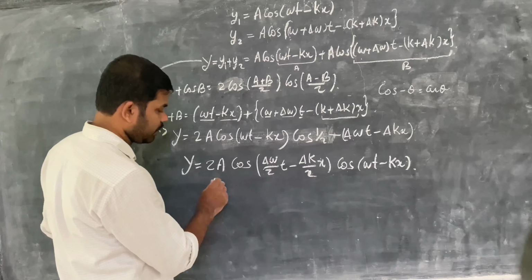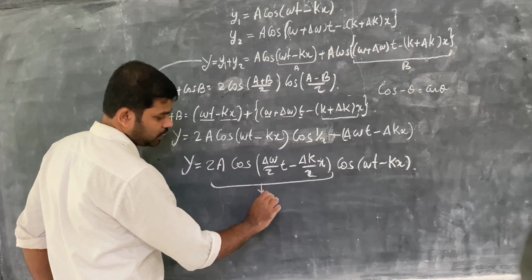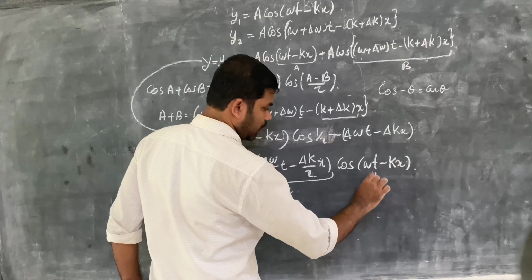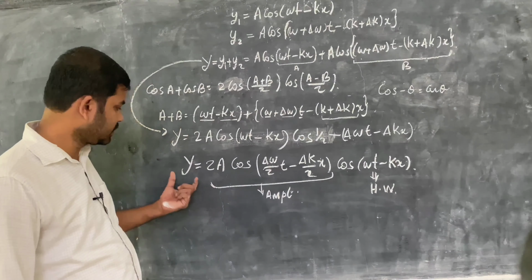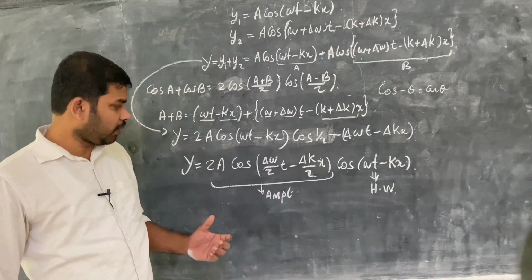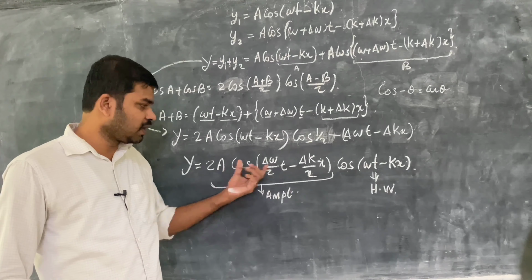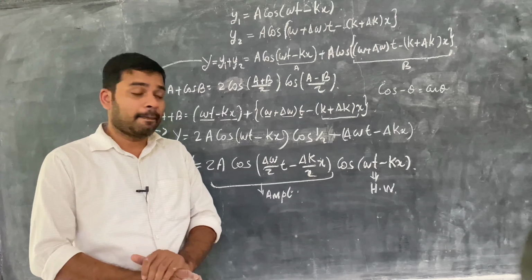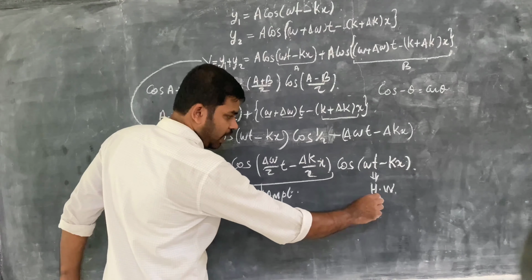In this wave, the first term represents the amplitude, and this is our harmonic wave. The general expression of a harmonic wave is y equals some amplitude times cos theta. Here we can see that the amplitude is not constant; the amplitude changes with cos theta. So we can represent this equation as a matter wave, and this is a harmonic wave.